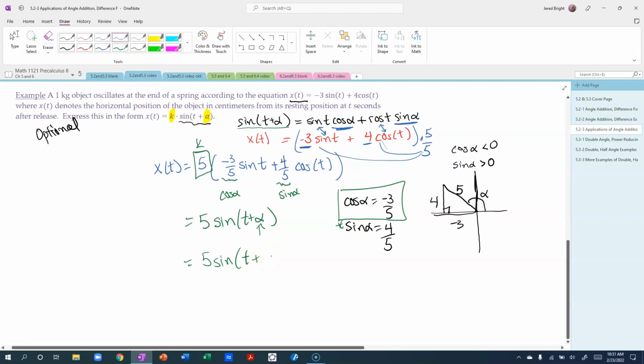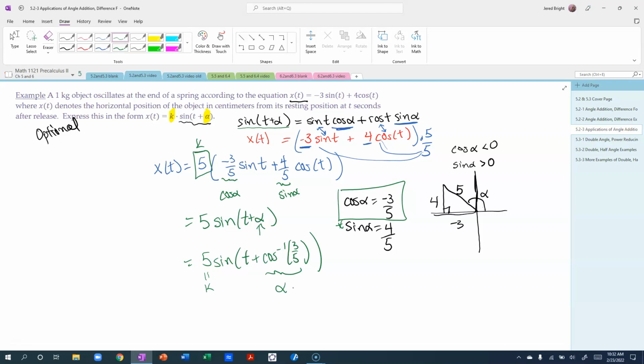If I do that, I apply the inverse function on both sides. So alpha would be cosine inverse of negative 3/5. And that's how I would end up leaving my answer. So I have it in the form where 5 is k, and then this whole thing here is our angle alpha. And so in physics, this is another way that we can express a displacement function.